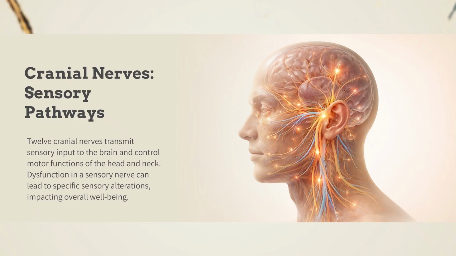The cranial nerves are some of the most important sensory pathways. They're very difficult to memorize. There's 12 of them, and they control most of the sensory and function of the head and the neck down to the shoulders, where you've got that shoulder shrug that you're checking for with the cranial nerves. Any dysfunction in a sensory nerve can really lead to alterations and impact a patient's well-being.